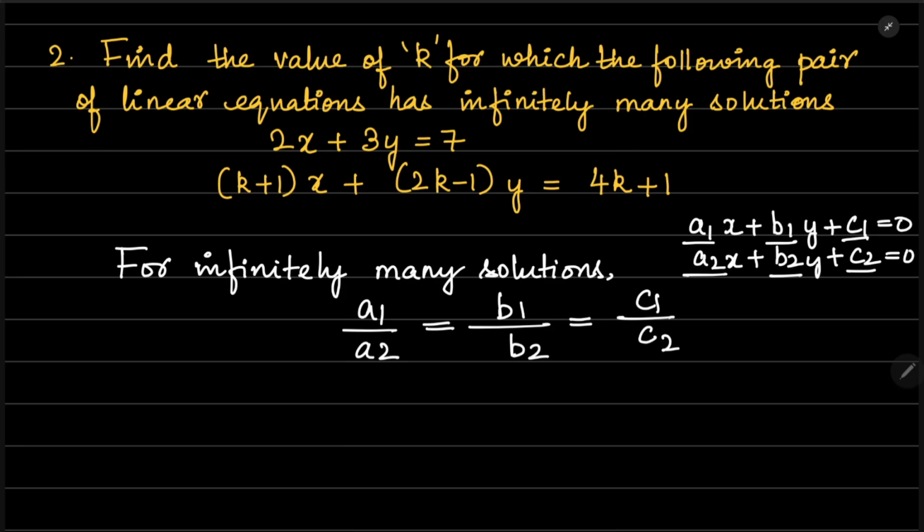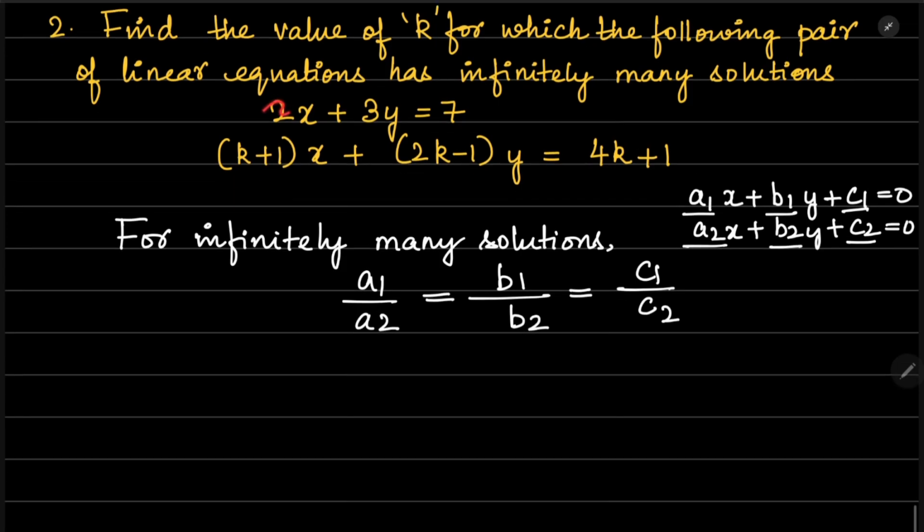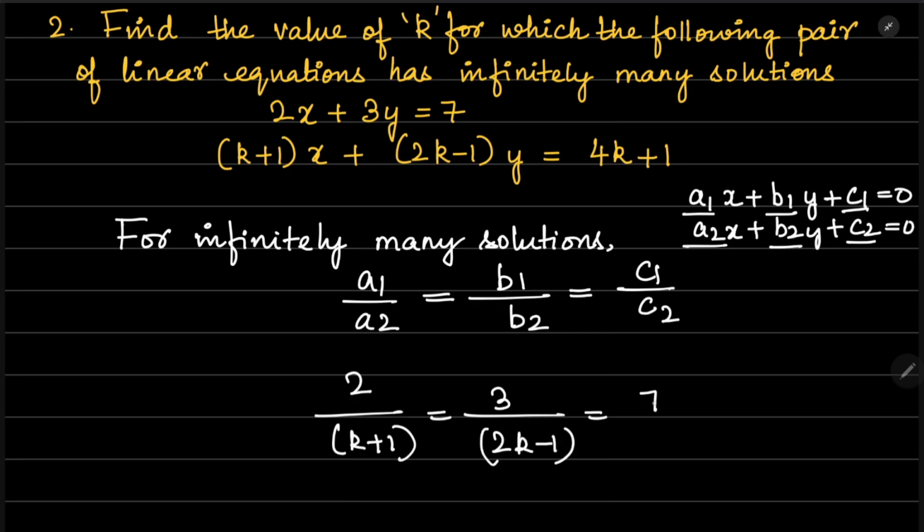So these are certain things which you have to remember. Now let us write what is your a1 and a2. What is a1? It is 2 divided by a2, which is k plus 1. Just take the coefficients of x and y. b1 is 3 divided by 2k minus 1, put it in the bracket, equal to c1, which is 7 divided by 4k plus 1.